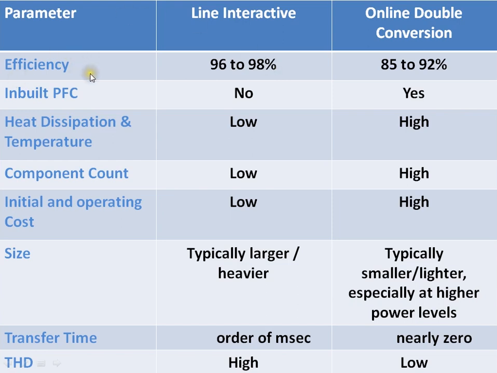Here you can see the efficiency, inbuilt power factor correction, heat dissipation and temperature, component count, initial and operating cost, size, and transfer time. You can see the line interactive is of the order of milliseconds, whereas double conversion is nearly 0. And total harmonic distortion for line interactive is very high, and for online double conversion it is low.